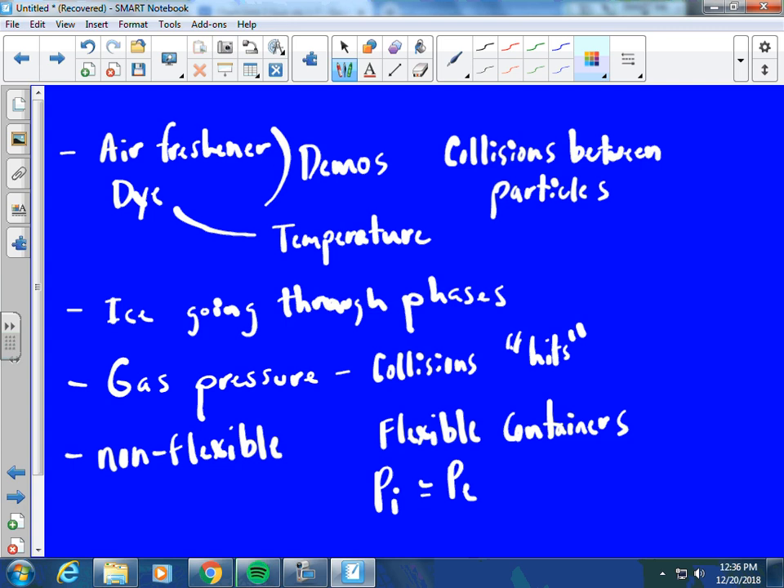Okay, now I've got a flexible container and I add more gas. Now what's going to change? The volume, it's going to get bigger. But the internal pressure is not going to change. It's always going to be equal to the external. What if I have a flexible container and I cool it? What will change? The volume. It'll get smaller, won't it? What if I have a non-flexible container and I cool it? What's going to change? The internal pressure. So know those ideas, all right? And then you should be good to go.